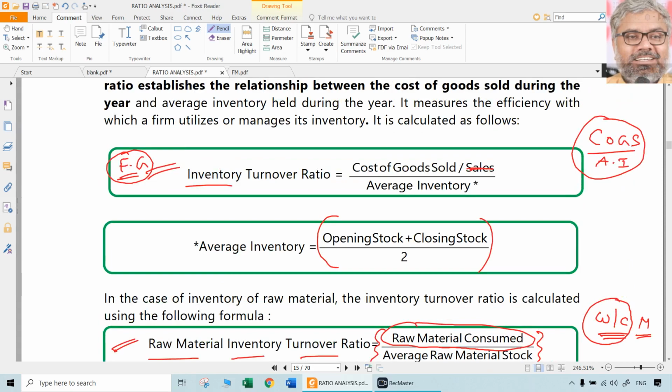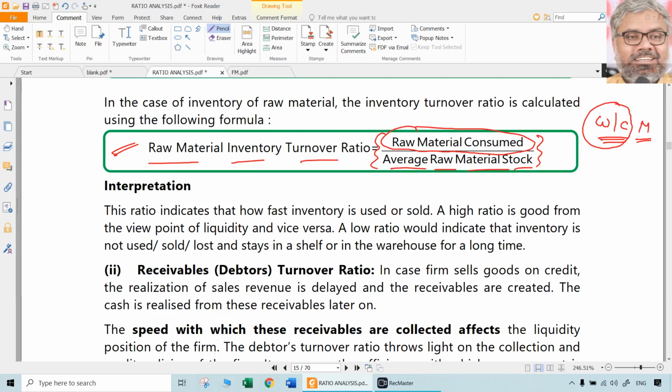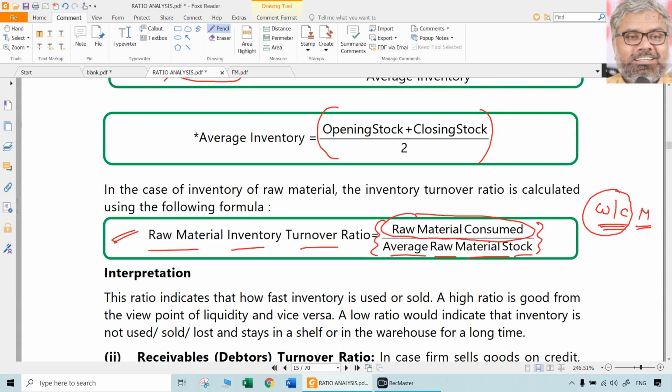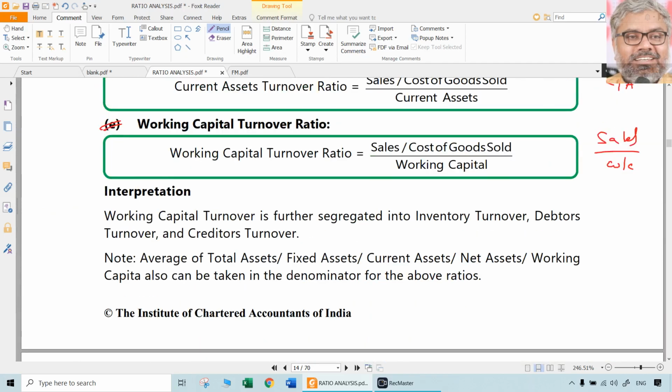But one point to be noted: if nothing is mentioned, if the word used is inventory, we have to understand we are talking about finished goods. Then the formula is cost of goods sold divided by average stock. This is used very often in this chapter, so you should remember that very well. Raw materials turnover ratio can also be used, but rarely so. More application of these individual current assets and current liabilities related turnover ratios will be in working capital management. Here we will use them, but only to a limited extent.